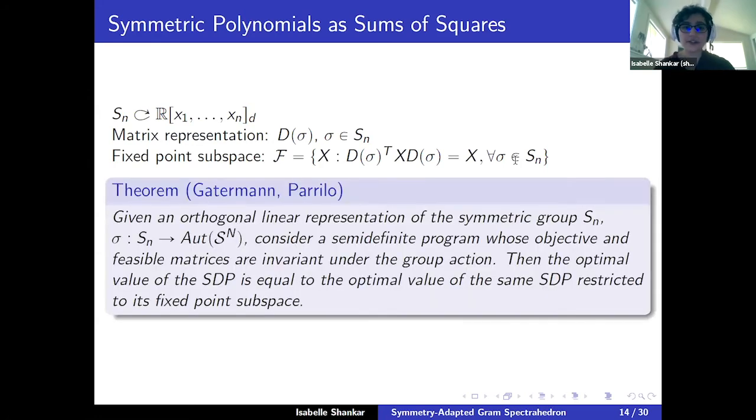That's according to Gatermann and Parrilo, this theorem that I referred to earlier. And like I said, the big thing here is really just that rather than looking over all symmetric matrices or the entire PSD cone, we can restrict to a linear subspace of the PSD cone.